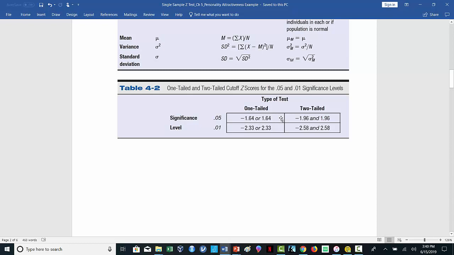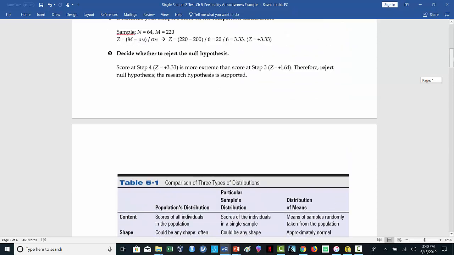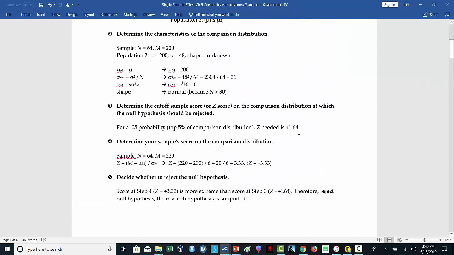Now you have to do a little thinking with the one-tailed test. With a two-tailed test, it's both of the cutoffs. You just have to get something more extreme. But with a one-tailed test, you have to think about what direction you're predicting. In this case, we're predicting that population 1 is going to be higher than population 2. So we're going to use the positive, not the negative, cutoff score. So positive 1.64 is our cutoff z-score. That's what you see right here.